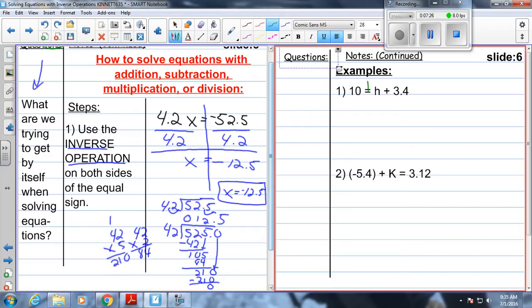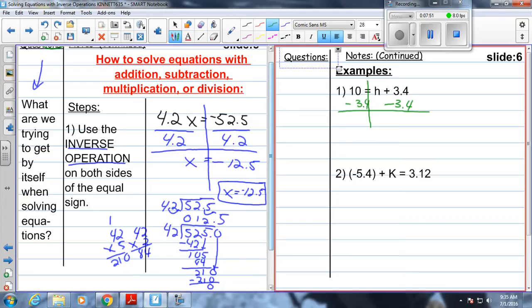We're going to draw our vertical line here. We're working on the right side on this problem because that's the side that has the variable. And we're trying to get rid of this plus 3.4. What's the additive inverse? What's the opposite of plus 3.4? Yeah, it's negative 3.4. And if we write that on the right, we also have to write that on the left. Remember, line up those place values.